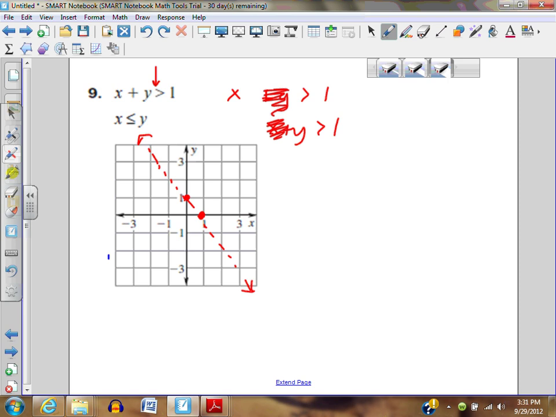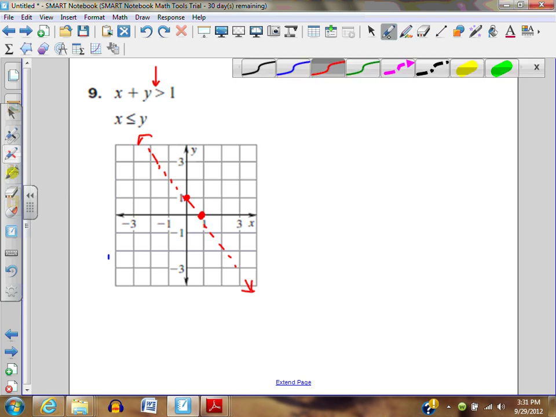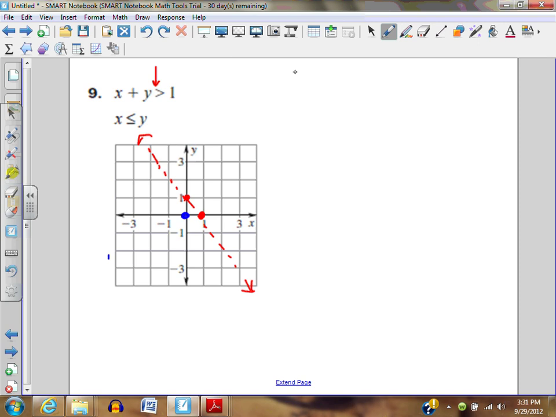Where do I shade? Here's what I do. I pick a point that's away from the line, that's easy to deal with. I'm going to try 0, 0. If I put 0 in for x and 0 in for y, does the equation remain true? Well, if x is 0 and y is 0, that makes it 0 is greater than 1. Is 0 greater than 1? No, it's not. So if 0, 0 doesn't work, boys and girls, then nothing on that side works, and you better shade this way. There we go. Okay, now let's do the other one.